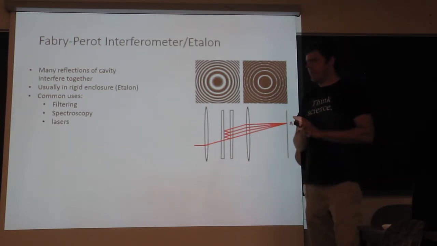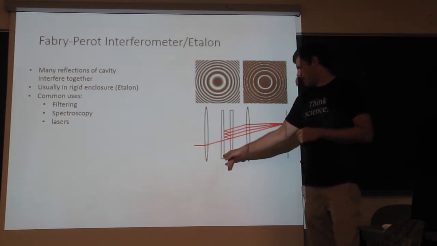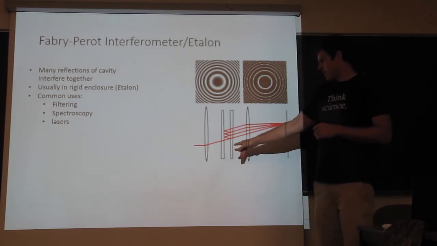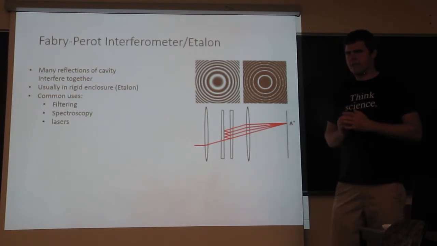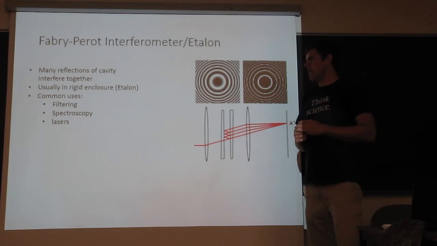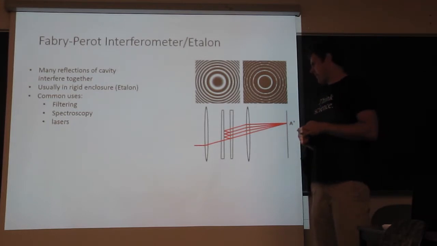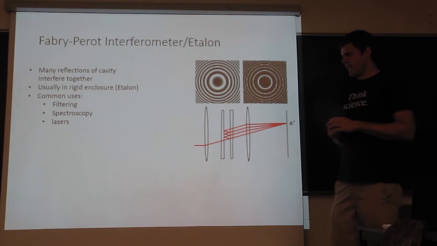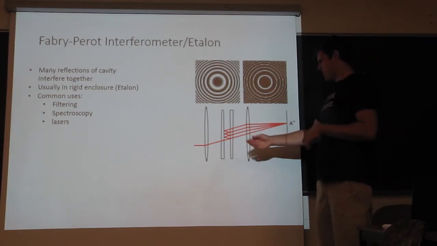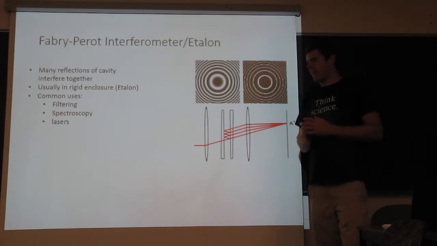So as far as terminology goes, an interferometer is often when these two mirrors can be separated to different distances, whereas with an Etalon, they are often fixed. Some common uses are filtering and spectroscopy, because when you set up this cavity, only certain wavelengths will have the right phase shift to be transmitted, and others will be reflected, so you can use this as a filter.